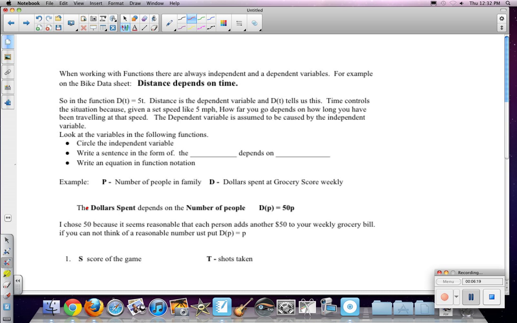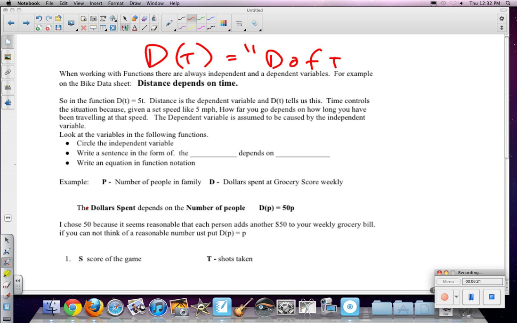So I'm going to pause this for just a little bit. Again, we call it d of t, right? And what we're saying is that the distance traveled depends on the time that we are going, right? So given a set speed, like you're going 5 miles an hour, if you go for 2 hours, you're going to go further than if you only go for 1 hour, right? So your distance traveled depends on how long you go at that speed, okay?